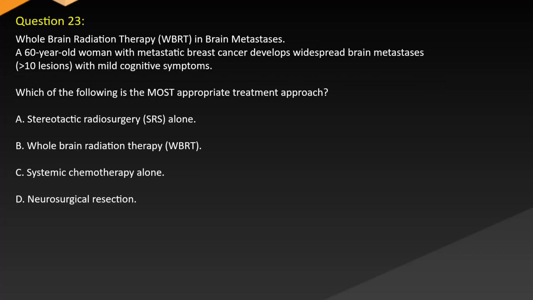Question 23. Whole brain radiation therapy, WBRT, in brain metastases. A 60-year-old woman with metastatic breast cancer developed widespread brain metastases, 10 lesions, with mild cognitive symptoms. Which of the following is the most appropriate treatment approach? A. Stereotactic radiosurgery, SRS, alone. B. Whole brain radiation therapy, WBRT. C. Systemic chemotherapy alone. D. Neurosurgical resection.